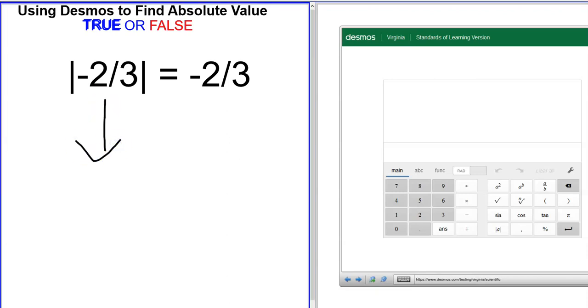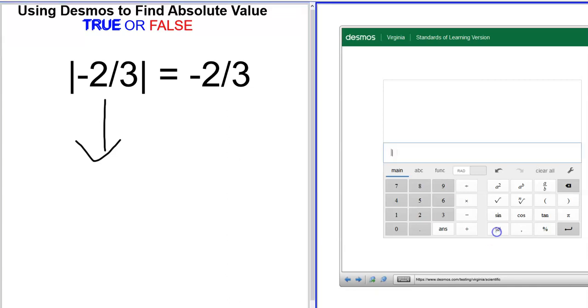So I'm going to go to my Desmos calculator, and I'm going to click my absolute value sign, and I'm going to put in my fraction. Actually, I'm going to put in my negative sign, then my fraction. I'm going to put the 2 for my numerator, the 3 for my denominator, and I'm going to get equal.